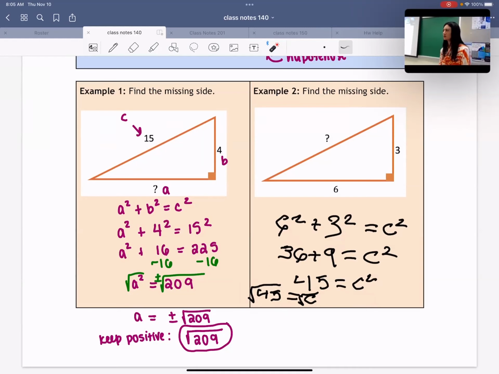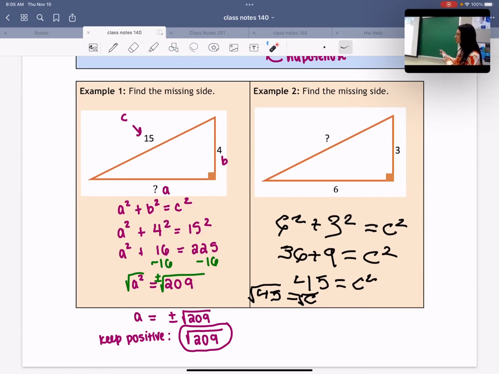Perfect. Yes, do you need the notes from last time? No, I don't. Good. All right. So Andrew did a great job of doing this. I did talk about positives and negatives here. Technically, there is a plus or minus next to the 45, but we said that we didn't need it because side lengths can't be negative, right? We can't have a negative length of a table or something like that. So Andrew did a great job of showing his work there.